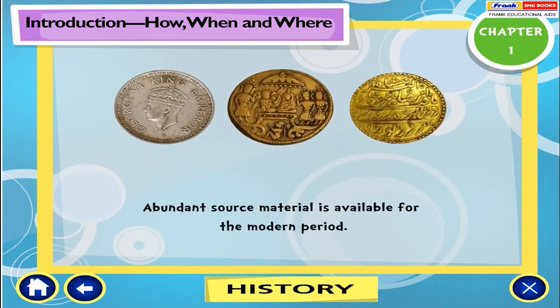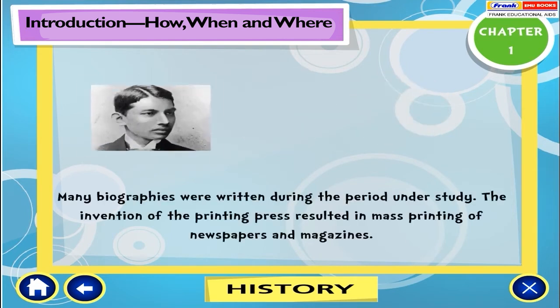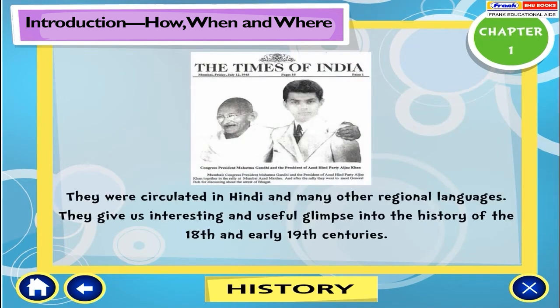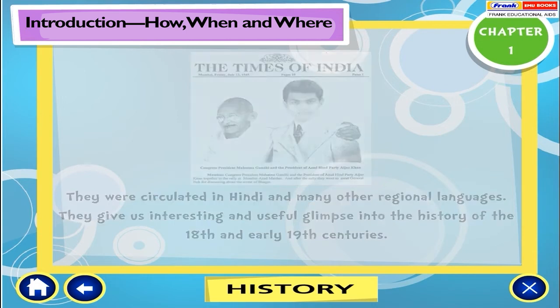Abundant source material is available for the modern period. Many biographies were written during the period under study. The invention of the printing press resulted in mass printing of newspapers and magazines. They were circulated in Hindi and many other regional languages. They gave us interesting and useful glimpses into the history of the 18th and early 19th centuries.